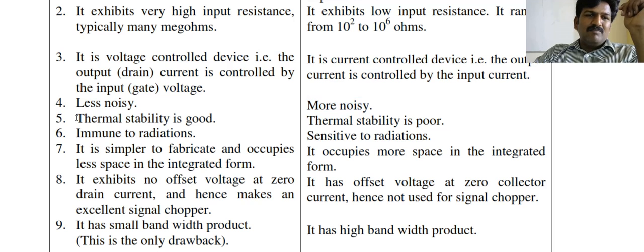And the thermal stability is good. It means that the currents of the FET, like the gate current, drain current and source current, are stable and do not change as the temperature changes. But the thermal stability of the BJT is poor. Why? Because IB is going to change, in turn IC is going to change, and ICEO is going to change due to temperature variations. Okay, so the thermal stability is poor.